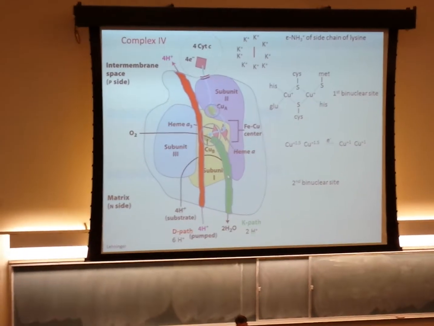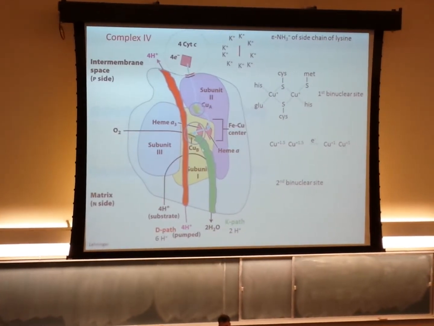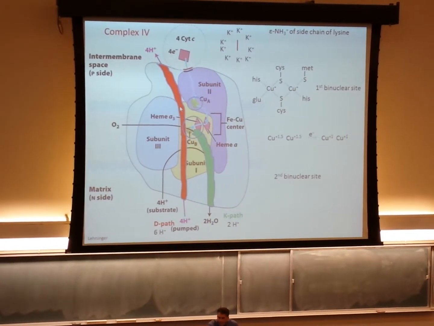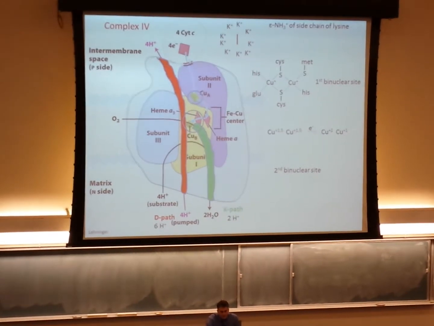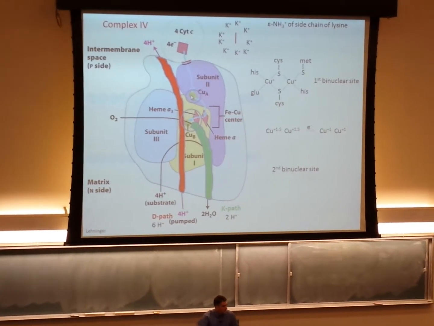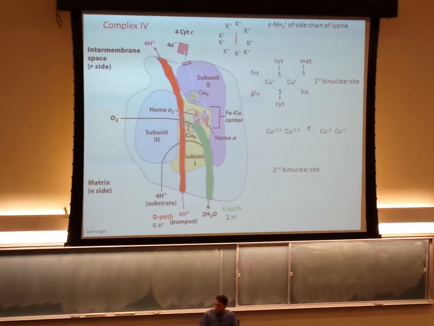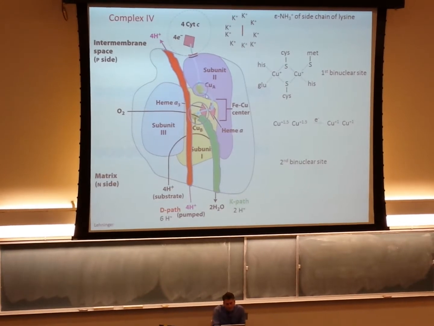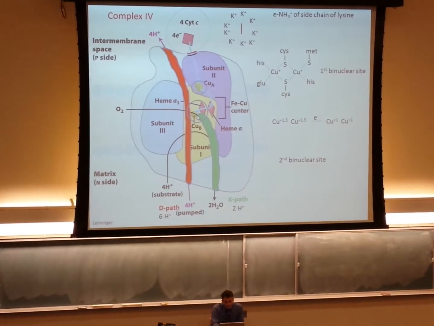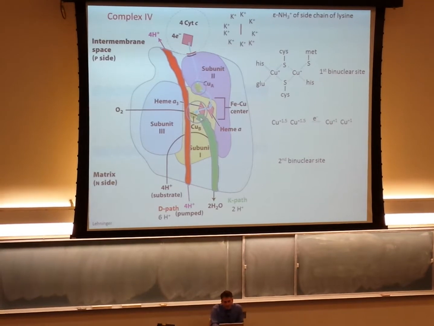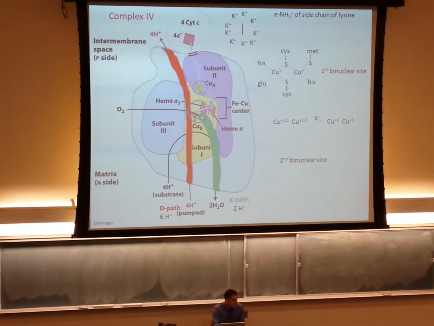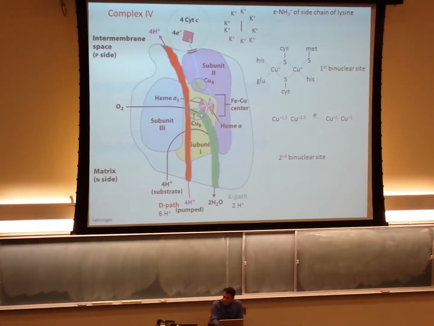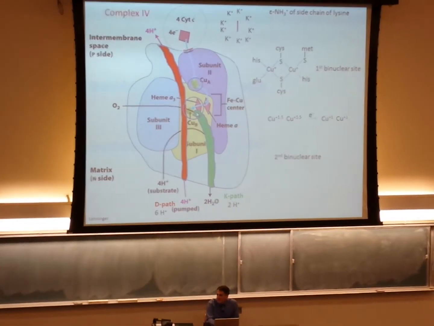You've got protons hopping from the K path and through the D path, and you've got electrons coming down all the time. So they're all meeting at the second binuclear site. Does that make sense? Right here, we don't know the complete story, but right here at the end of the K path is a tyrosine. Tyrosine 244. So keep that in mind as we discuss the next thing.